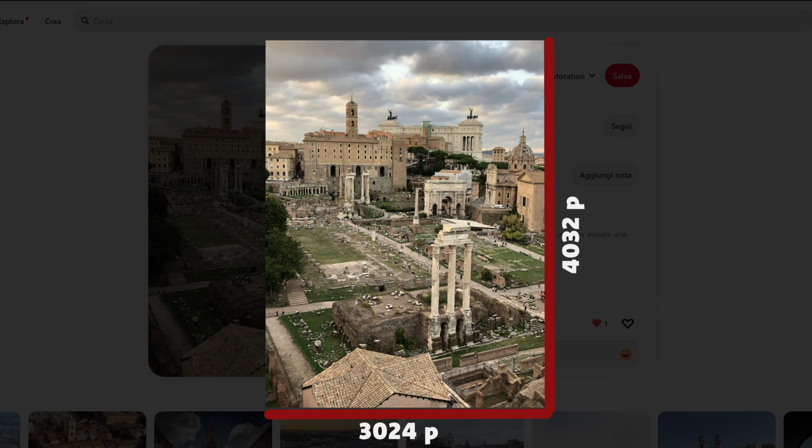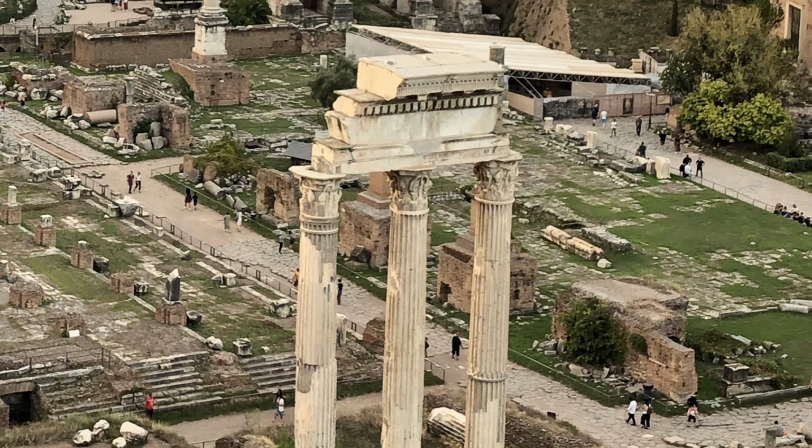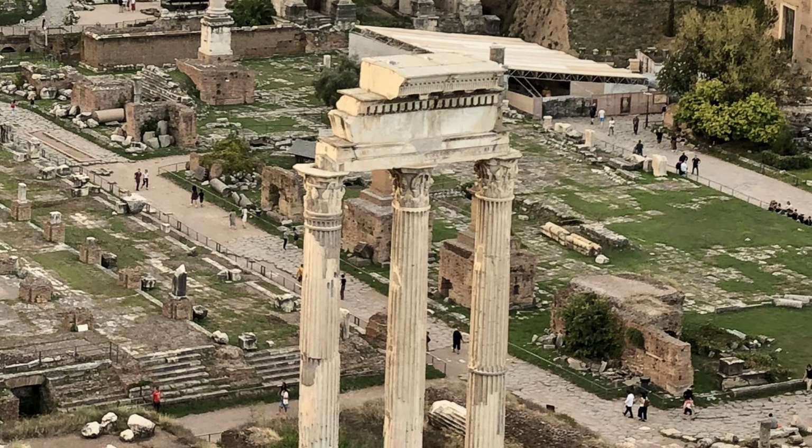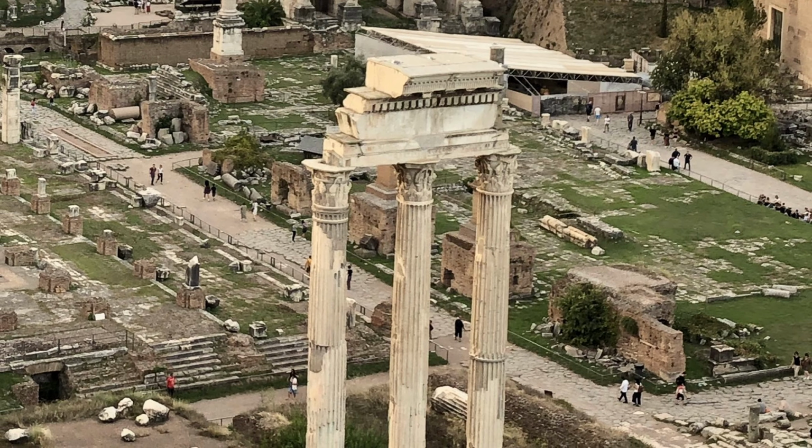The original image is 3024 by 4032, which is not that much, but actually among the best resolutions I could find. Details appear to be quite washed out, but the thing that drew my attention to this shot in particular is the nice overcast weather that would make lighting a bit easier to manage throughout the whole process.